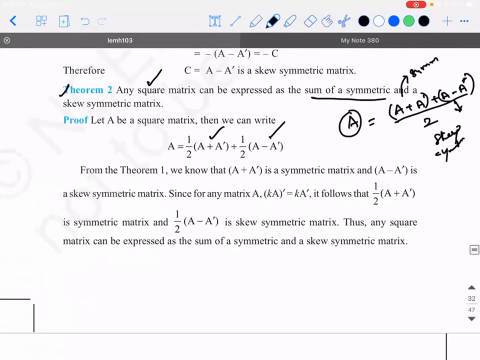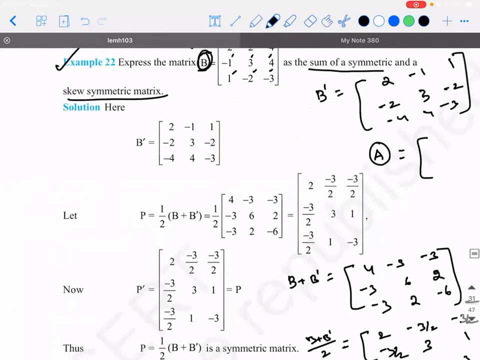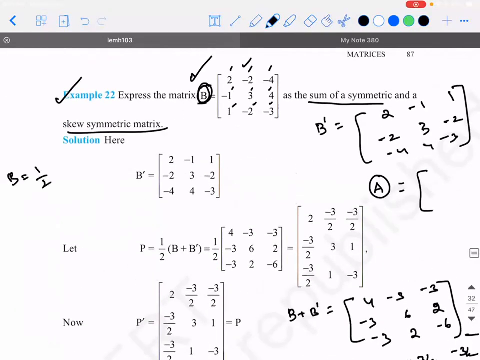And according to theorem 2, any matrix A can be written as half into A plus A dash plus half into A minus A dash, where A plus A dash is symmetric and A minus A dash is skew symmetric. This is what they are asking in the question. So B can be written as half into B plus B transpose plus half into B minus B transpose. Okay, sir, I understood. That is why we found B plus B transpose and B minus B transpose, halved both and wrote it.